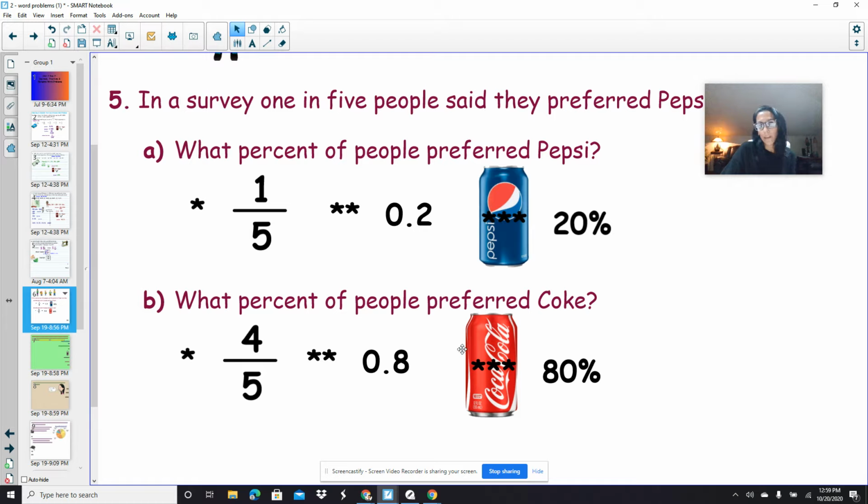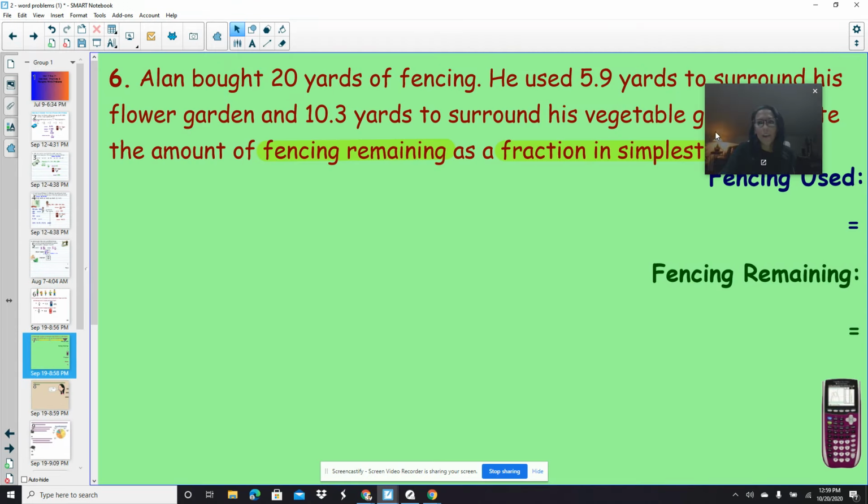I wonder if it's really that big of a divide. I doubt it. I bet it's like a 60-40. I don't know.